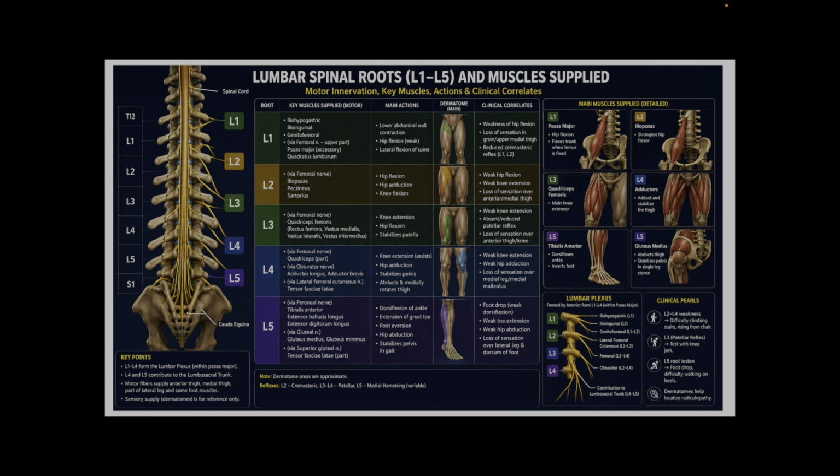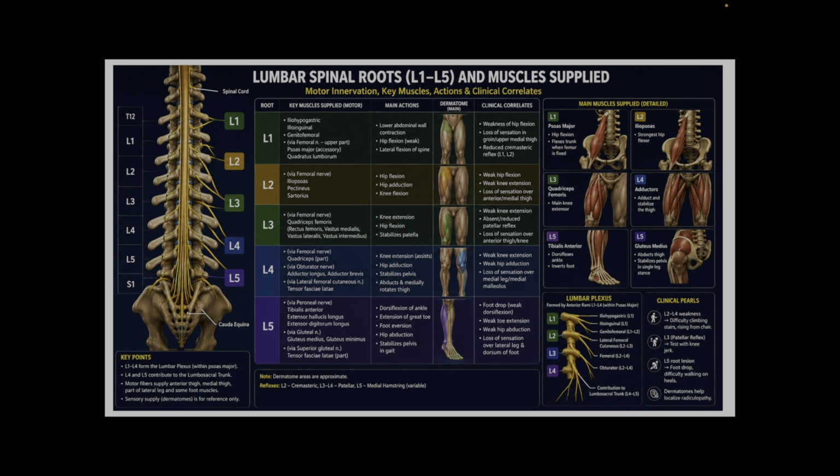So clinically, an L1 lesion, what does it cause? Weak hip flexion, sensory loss over the groin and upper medial thigh, and a reduced cremasteric reflex. Together with L2. Then coming to the L2 nerve root. The L2 nerve root, mainly through the femoral nerve, supplies the iliopsoas, pectineus, and sartorius muscles.